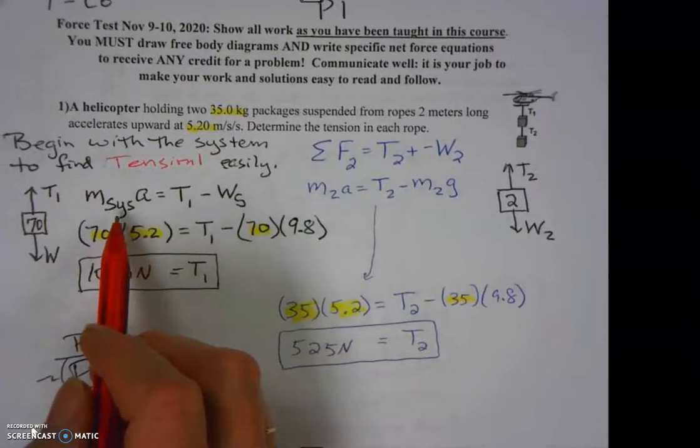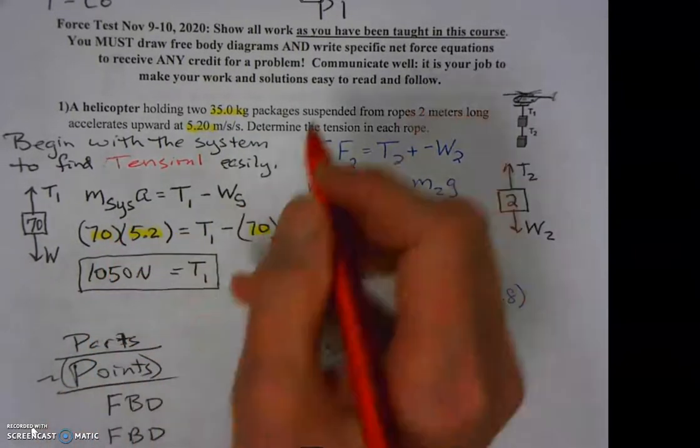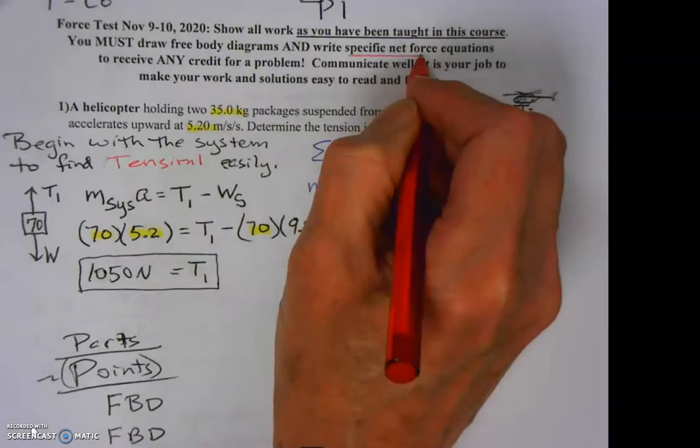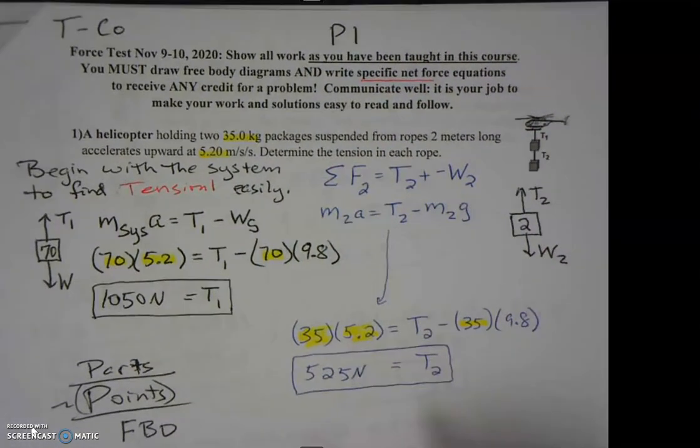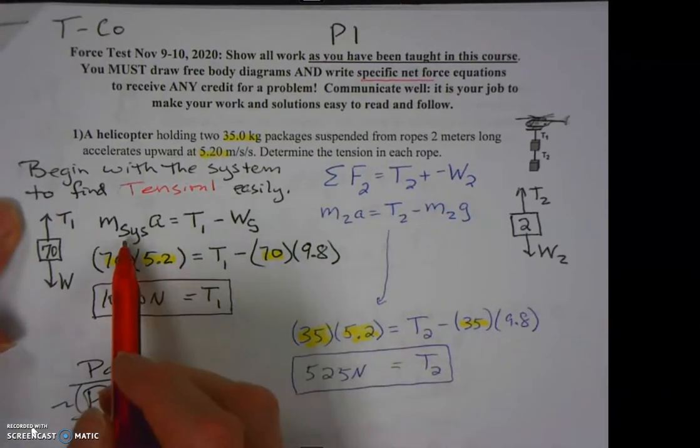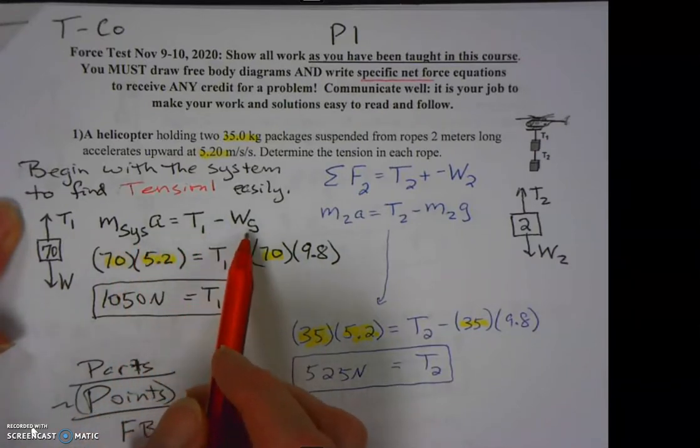And I have a net force equation that's useful here. Notice it says specific net force equations. People who started off writing MA equals T missed the boat. You need to add all the forces, and the way you do that is by using your free body diagram. So many of you have gotten very good at that by now, which is great. So net force, sigma F, or MA equals tension up and weight down.